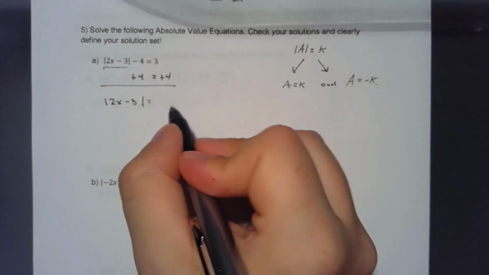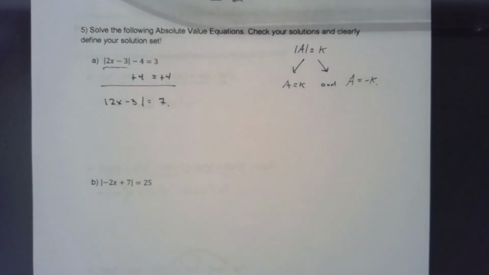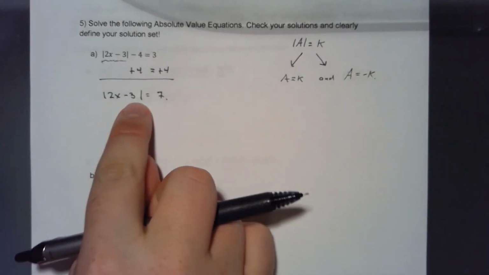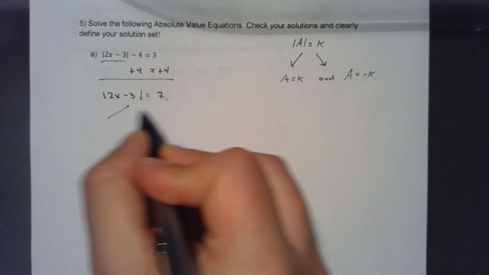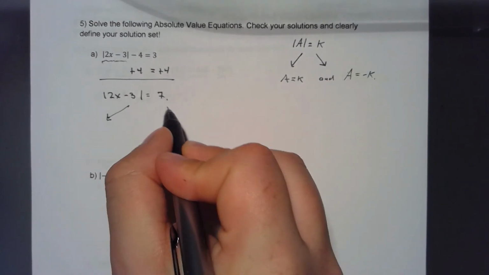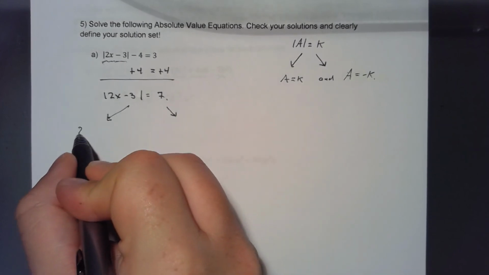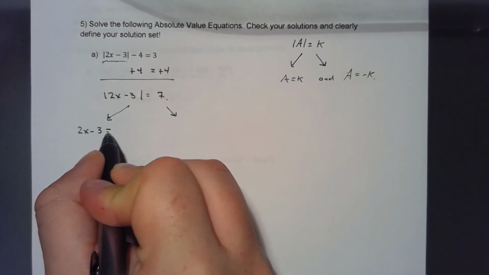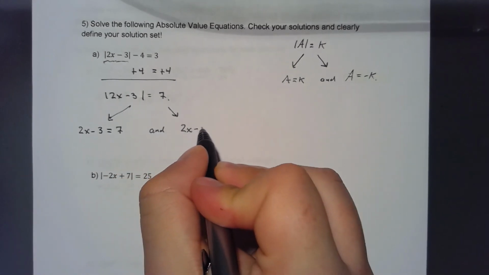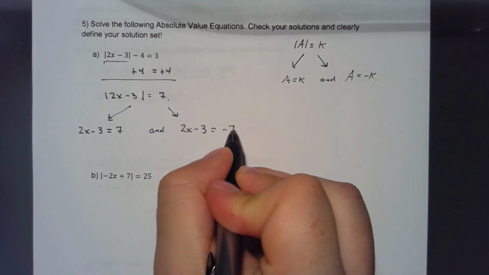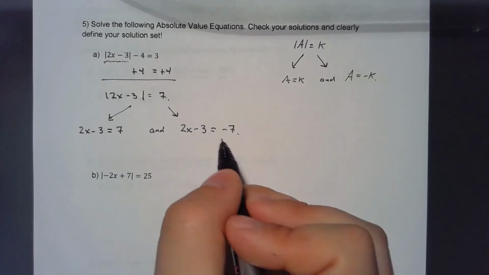Equals what? 3 plus 4 is 7. So now that I have just absolute value of stuff on the left side, now I could do this. And when I do it, I get 2x minus 3 equals 7. And 2x minus 3 equals negative 7. Now solve each equation separately.